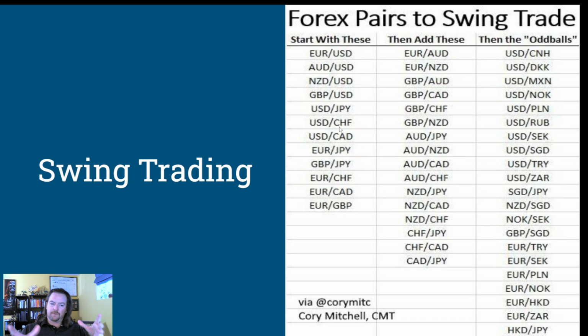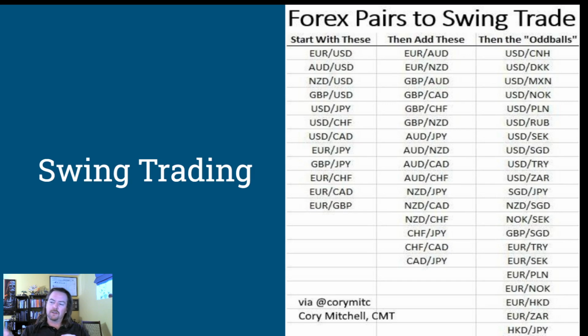After you feel comfortable, then you could potentially add in looking for trades in these ones. And you'll notice these all still contain these major currencies, but some of these just have lower volume or whatever. So I've just kind of broken it down. Some of these you could definitely start trading earlier on too. But once we're comfortable with these, then we can add in what I just call the oddballs. They're major countries' currencies as well.